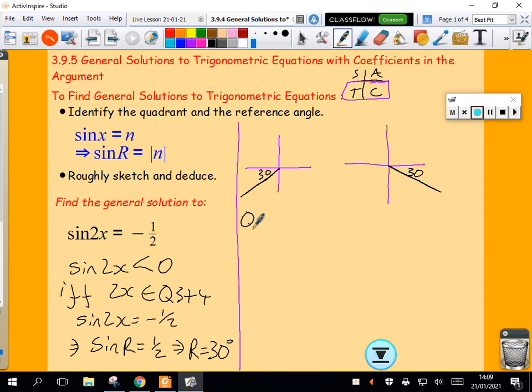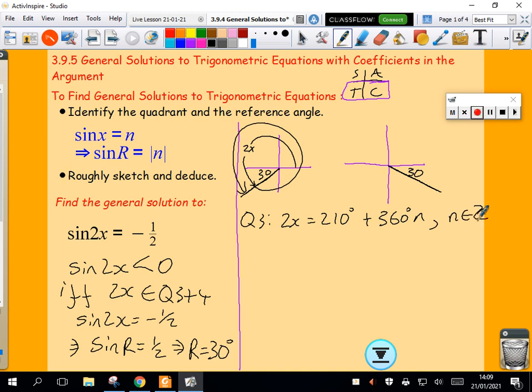So if I look at my solutions from quadrant 3, my first possible value for 2x is this angle in here. And I'm hoping you see that's through 90, 180, and then another 30. That's 210. So 2x could equal 210 degrees. But any addition of 360 onto that will get me back to that same terminal side. So 2x is 210 degrees plus any multiple of 360. Remember where n is an integer, any integer multiple.